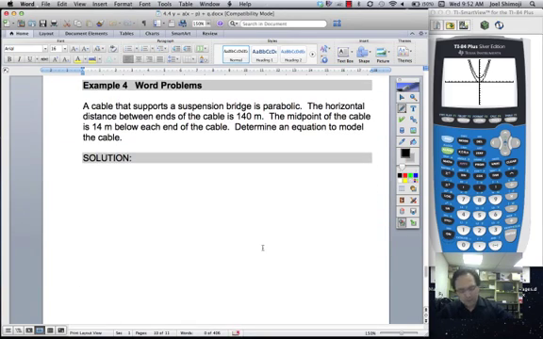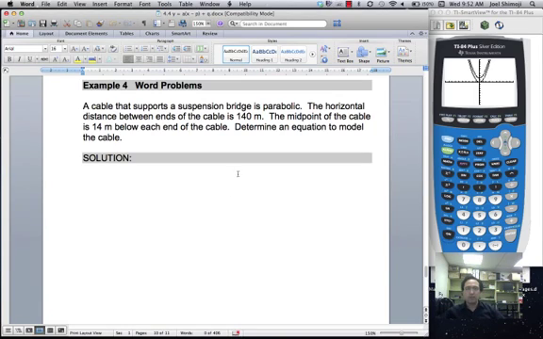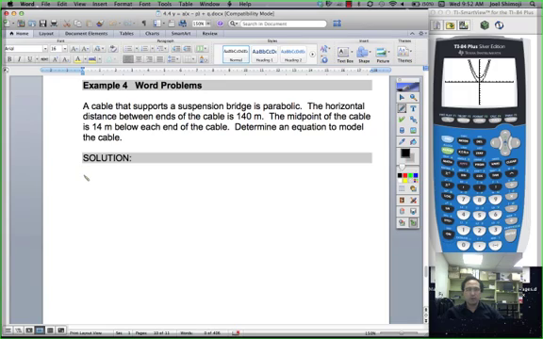Okay, for these ones I recommend that you draw a picture for sure because there's a little bit of a problem here. So a cable that supports a bridge is parabolic. Okay, so there's the cable here. The horizontal distance between the ends of the cable is 140 meters. Okay, so we'll put the 140 here and here. And the midpoint of the cable is 14 meters below.